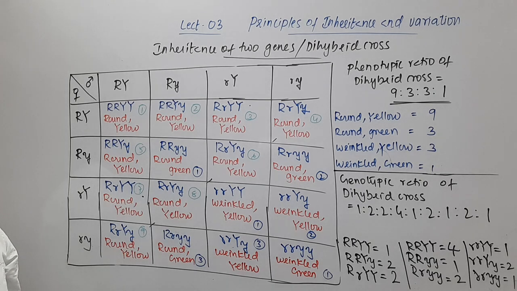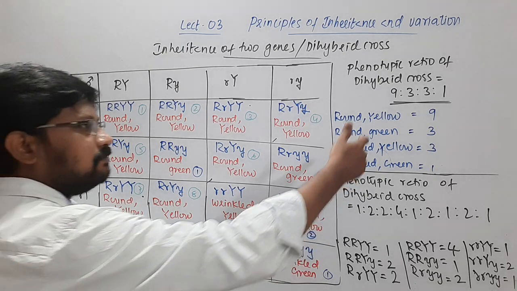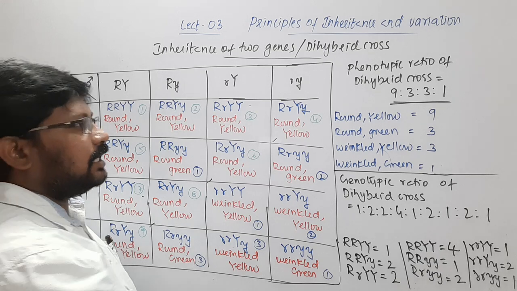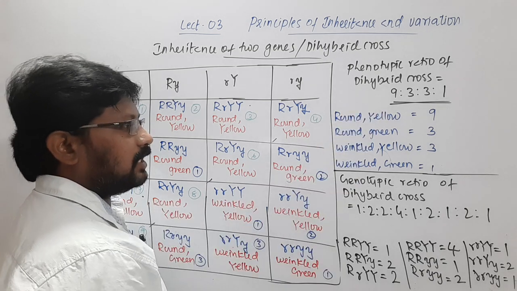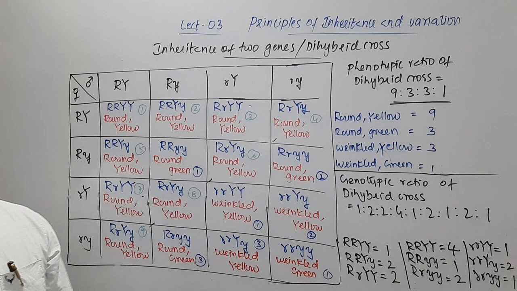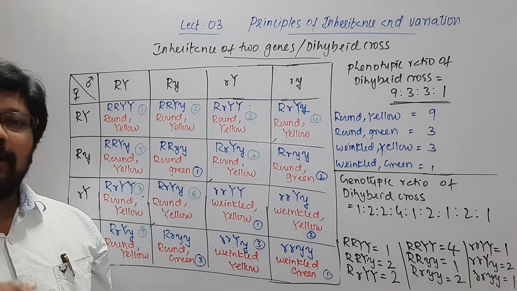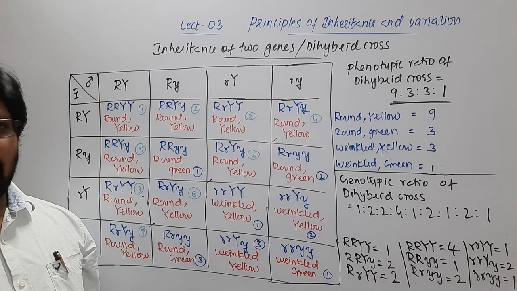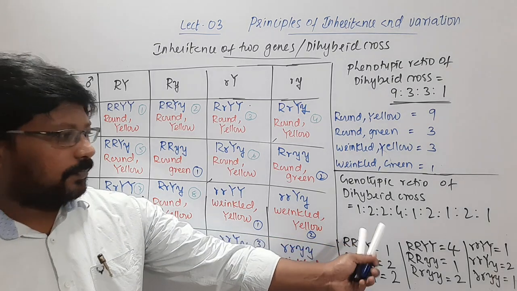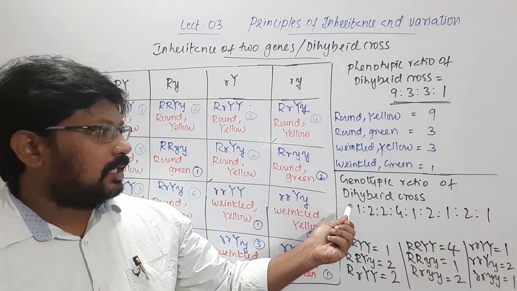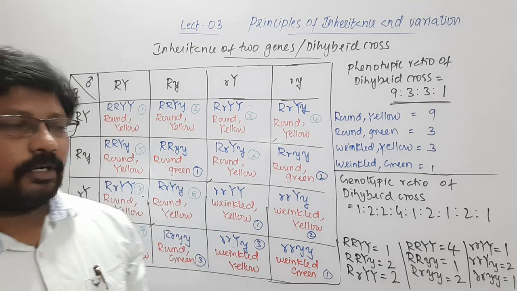When you total it, if you feel you have gone wrong, just adding them will help. If you get more than 16, then you made a mistake in deriving the phenotypic ratio or the genotypic ratio. So 9 is to 3 is to 3 is to 1 is the phenotypic ratio of the dihybrid cross, and 1 is to 2 is to 2 is to 4 is to 1 is to 2 is to 1 is to 2 is to 1 is the genotypic ratio of the dihybrid cross.